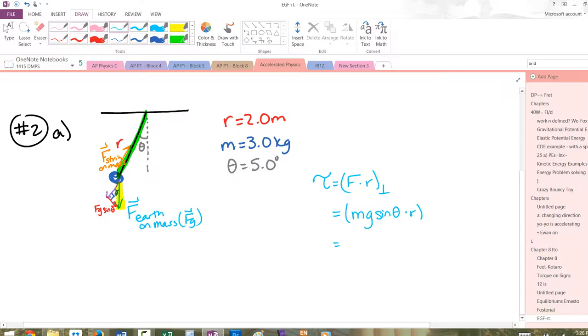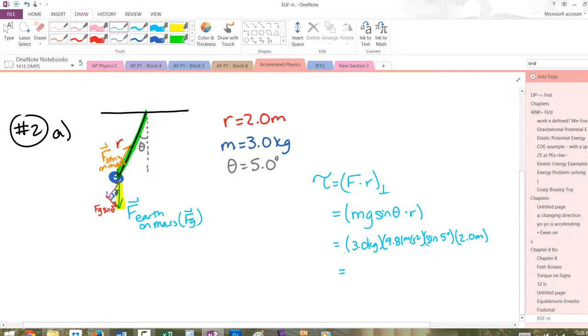So now if we plug that in, we've got 3.0 kilograms times 9.81 meters per second squared. We don't need the negative sign because we're taking care of all of the directions in our problem itself. We've got the sine of 5 degrees, and then the radius is 2. That's a lot of things to multiply. I'll let you pull your calculators out and do it. I'm going to do it too so that we can compare our answers.